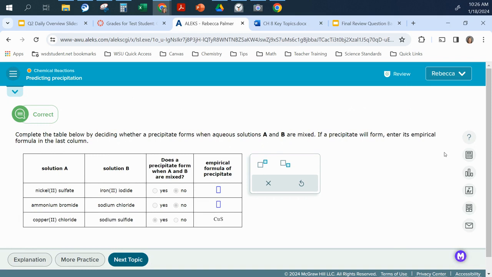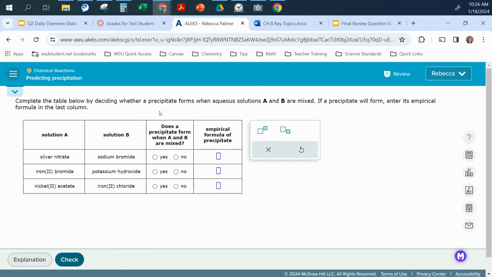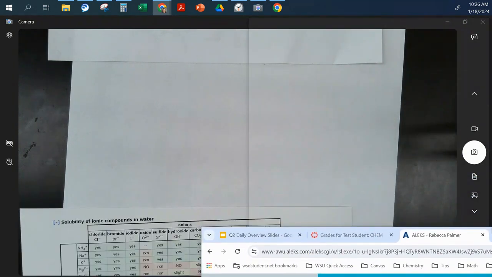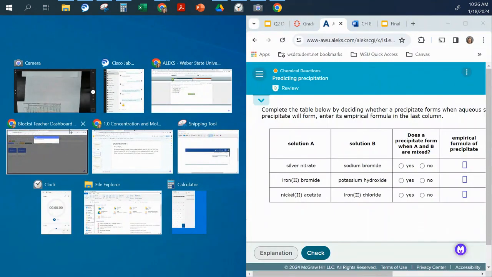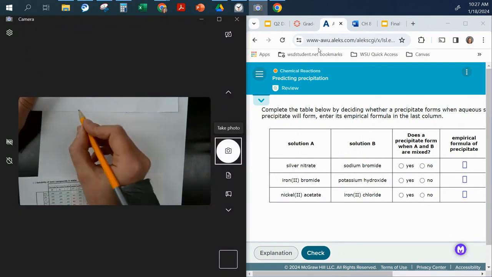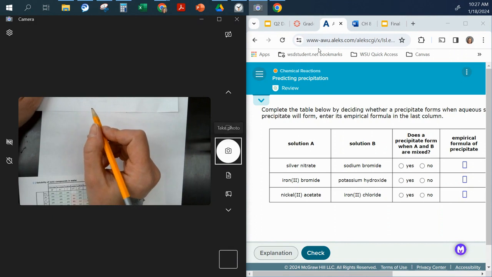Okay. All right, how do you feel about this one? Do you want to do another one? Okay, let's do another one. More practice. Okay, silver nitrate and sodium bromide. Maybe if I put it side by side, then I won't have to write it out. Yeah, let's do that. Okay.